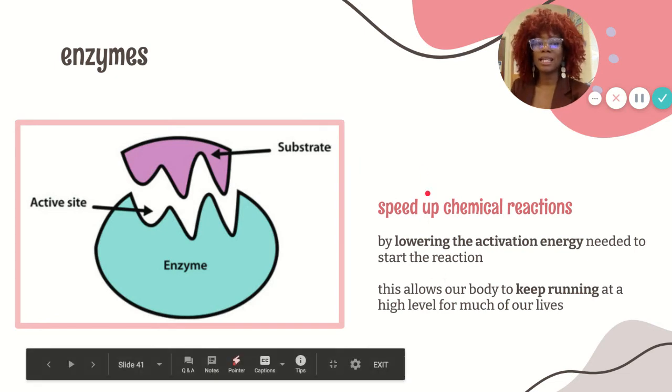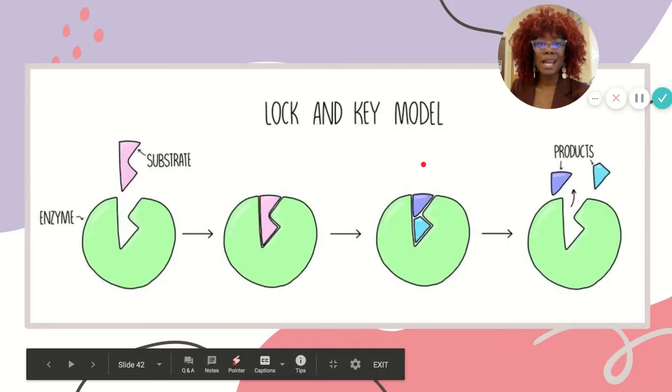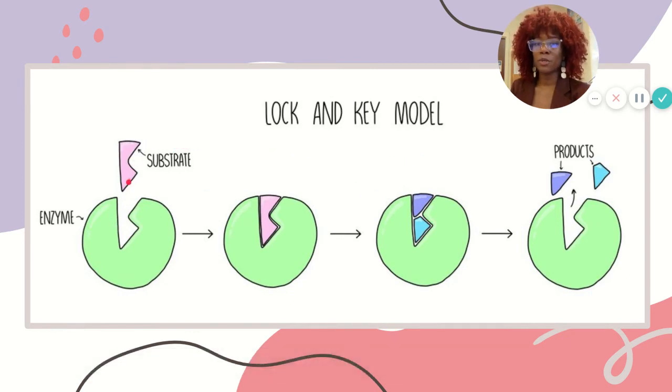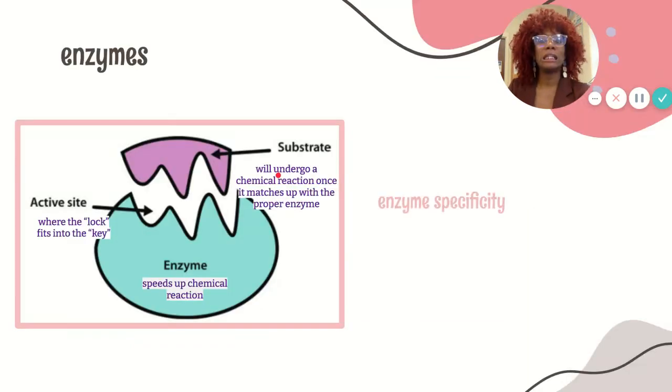Okay, this allows our body to keep running at a high level. Enzymes are specific, so they fit together like a lock and key with whatever substrate they work on. That's very important because, like we just saw in that graph of the different proteins, that's only 1% of the proteins in your body. So enzymes have to be very, very specific, so they only work with certain things. They fit together like a lock and a key.